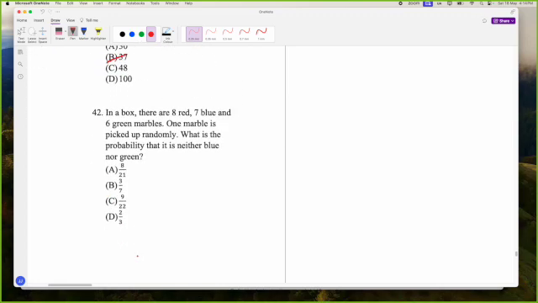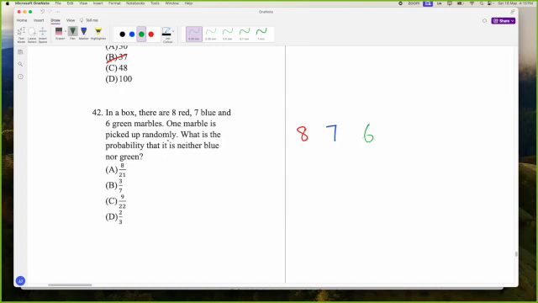This is one that you might get for your paper in a couple of weeks' time. In a box, there are 8 red, 7 blue, and 6 green marbles. I think I gave you all this exact question when we were doing probability, right? One marble is picked at random. So I have 8 red, 7 blue, and 6 green.